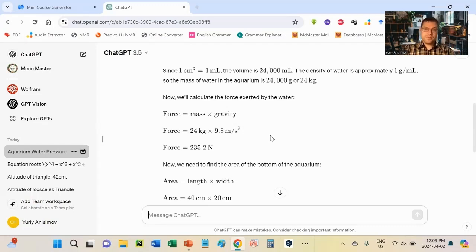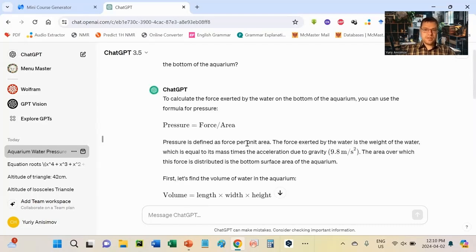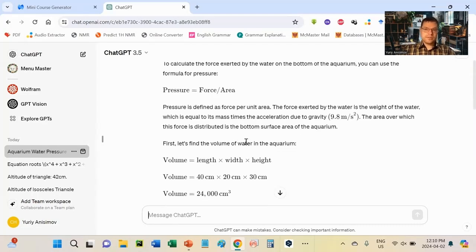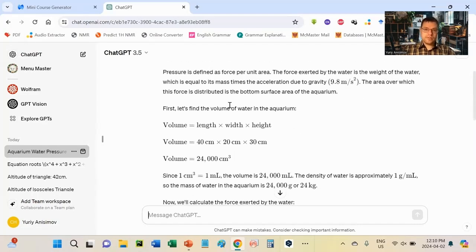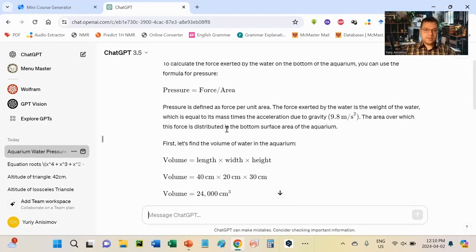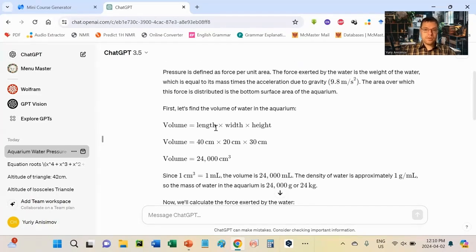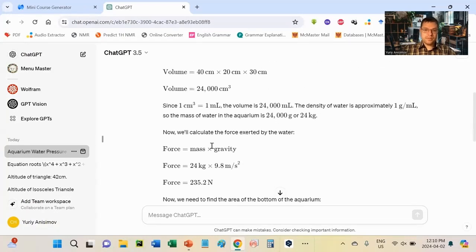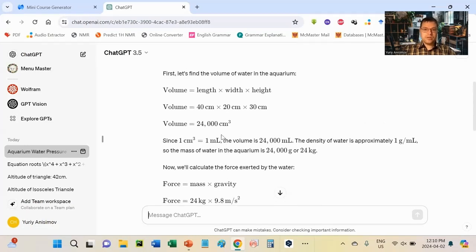Now let's check if the force is correct, actually. Because I see that its chain of thought is right. Force over area, yes. This is pressure, and then on the other hand, how can we find the force? Force should be mass times gravity here. Okay. 24 kilograms is the mass of water. How? Because of volume, 40 times 20 times 30.